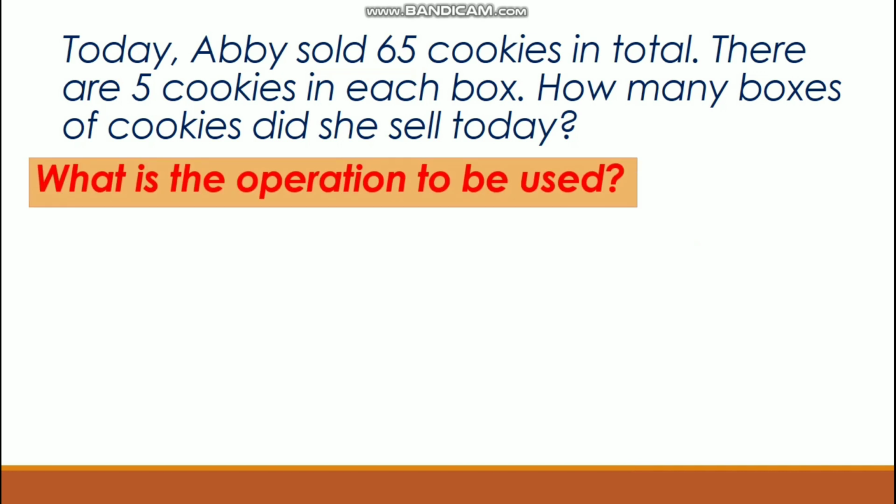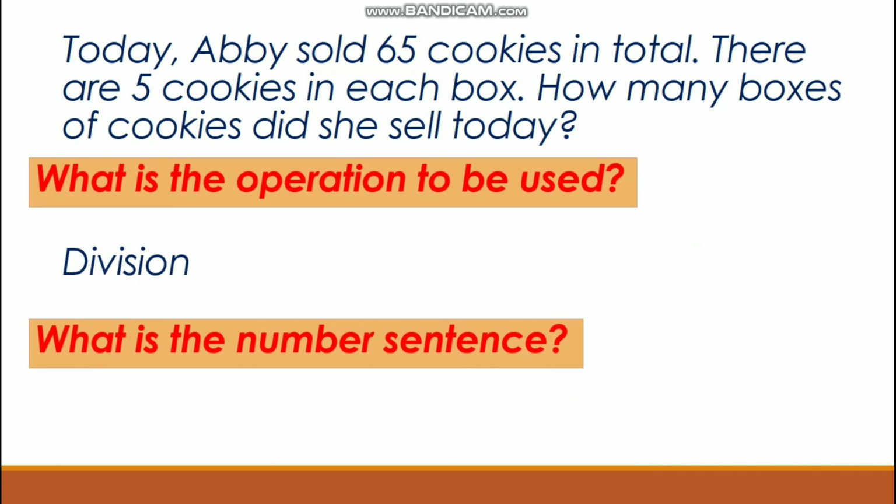What do you think is the operation that we are going to use to solve the problem? Come on, think about it. Okay, you are right, very good. It's division. Then from there, how will you write the number sentence? It is written as 65 divided by 5 is equal to n. Always remember that a number sentence should be equal to n. N is a substitute for the unknown number.